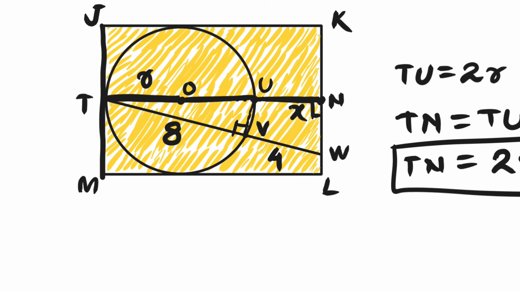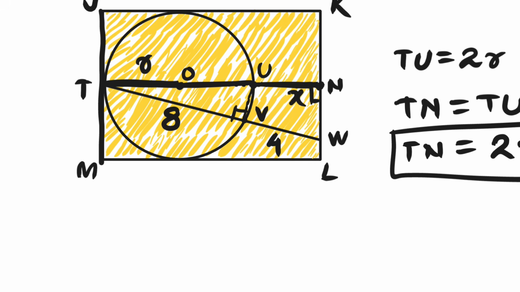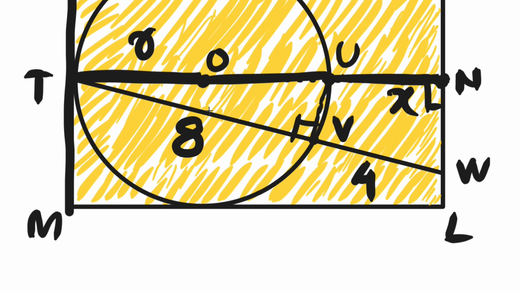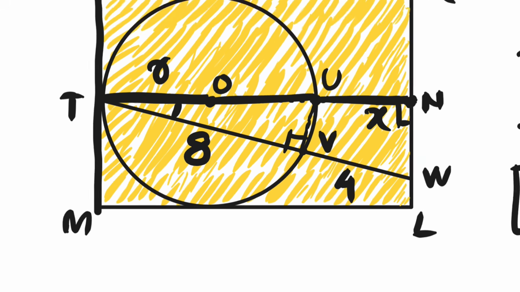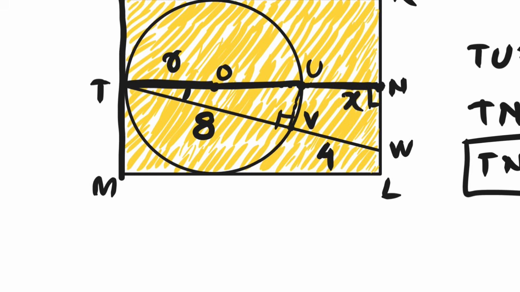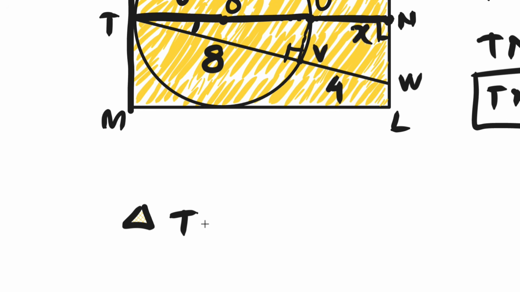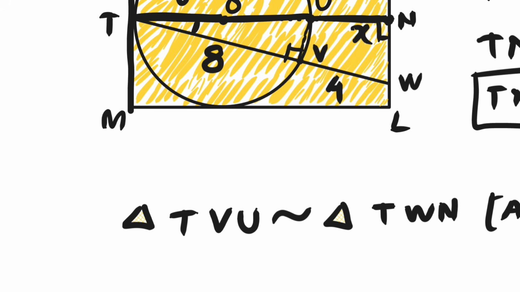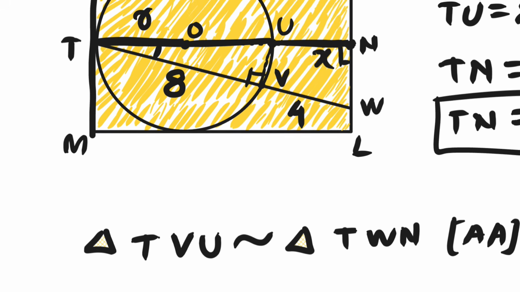Notice something else very important. Both triangles have the same angle at T. The angle is formed by the same horizontal line and the same slanted line. So angle VTU is equal to angle WTN. We now have 2 equal angles. One pair is 90 degrees, and the other pair is the common angle at T. Therefore, by the angle-angle similarity rule, triangle TVU is similar to triangle TWN. This similarity is the key to the entire problem.